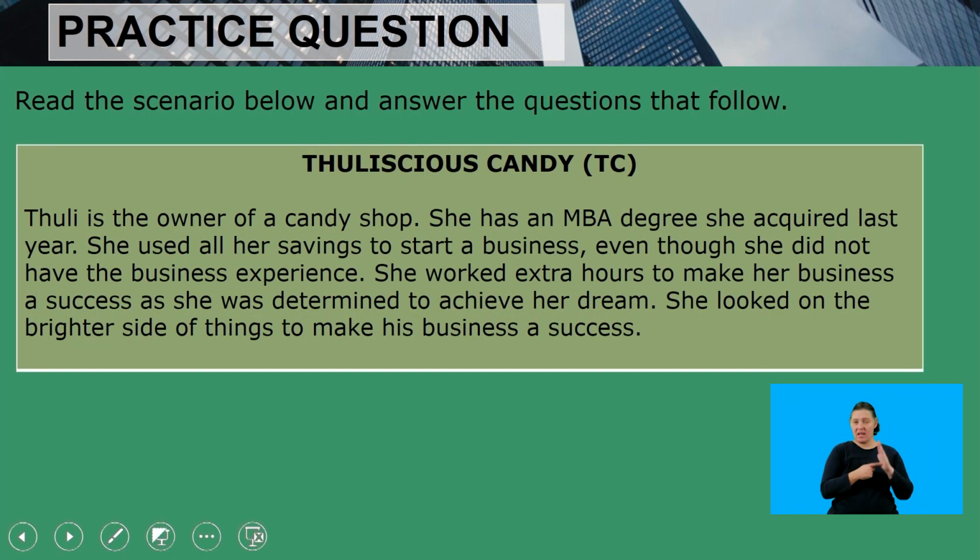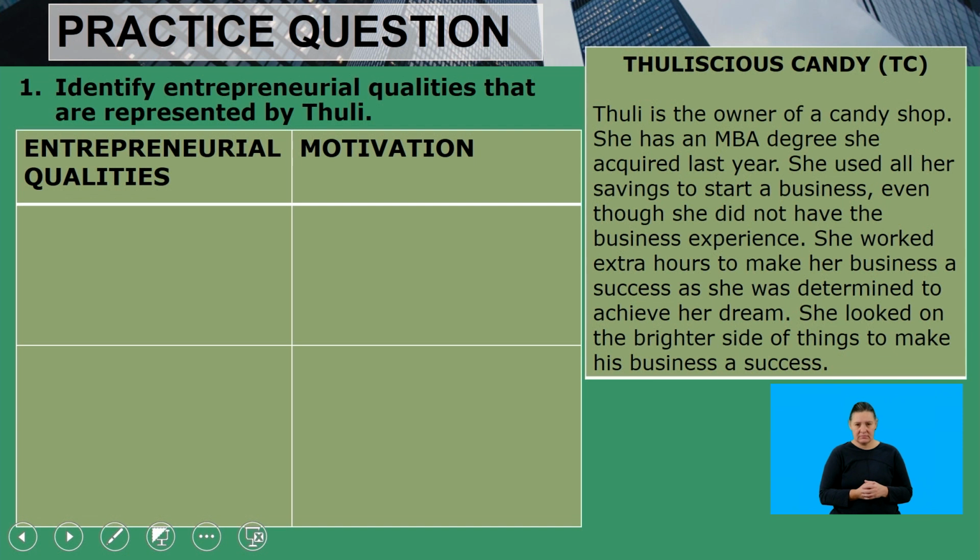Read the scenario below and answer the questions that follow. Tulicious Candy, TC. Tuli is the owner of a candy shop. She has an MBA degree she acquired last year. She used all her savings to start a business, even though she did not have the business experience. She worked extra hours to make her business a success as she was determined to achieve her dream. She looked on the brighter side of things to make her business a success. It says, identify entrepreneurial qualities that are represented by Tuli.